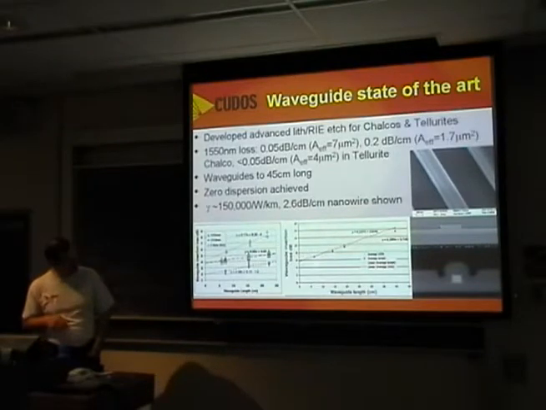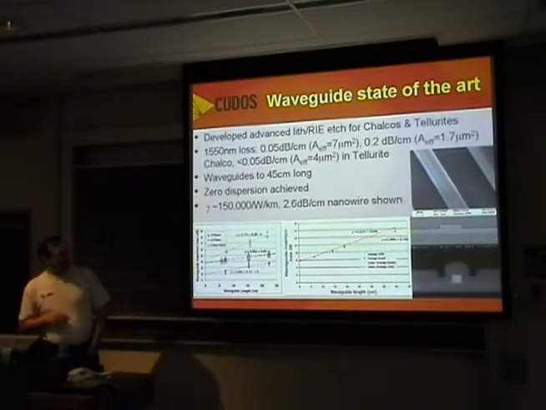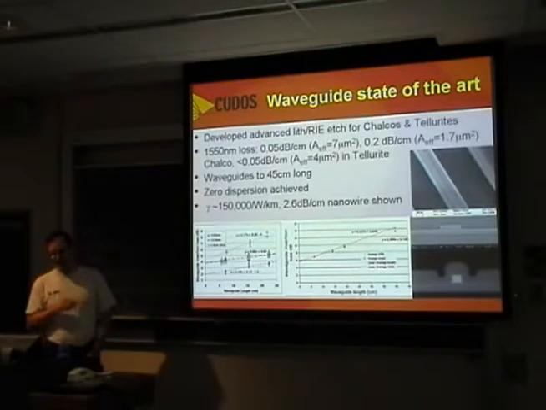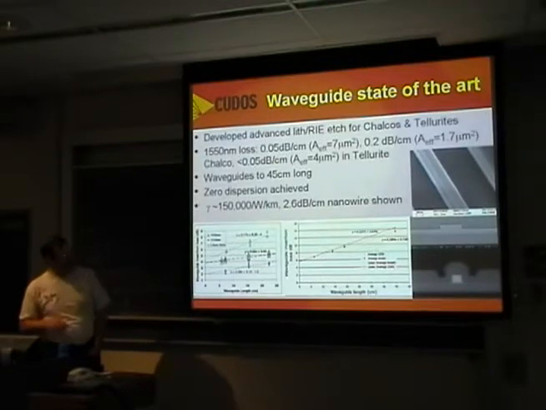You can see on this plot here, this is a cutback measurement of an arsenic trisulfide waveguide. We've got a point up here at 45 centimetres. It's looking pretty good. This is one of these waveguides here with this smaller mode area. We've achieved zero dispersion in waveguide designs and in fabrication. And we've also made nanowire waveguides, of which this is an example, that have a gamma of 150,000 per watt per kilometre, which is the largest ever seen for a nanowire glass waveguide. And we've also made buried channel devices such as this one in chalcogenides.